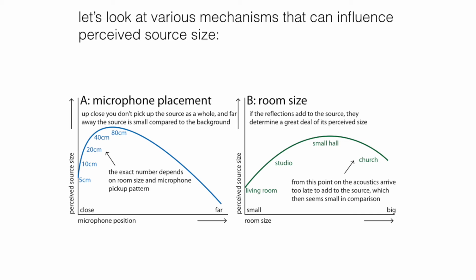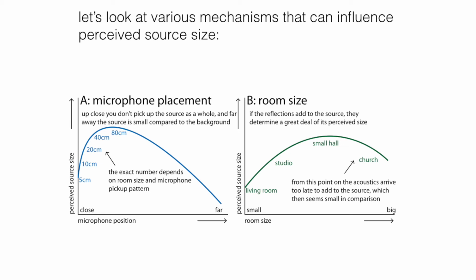Okay, graph B, room size. The context in which you place a source actually tells you quite a bit about how big the source will be. So if you hear a living room, you don't imagine church organs there. So you imagine small sources. So these acoustics, they've taught us something about what to expect. But there is also a turning point. The acoustics have to gel with the source, so they have to actually increase the size of the source. And in order for that to happen, they have to be attached to it.